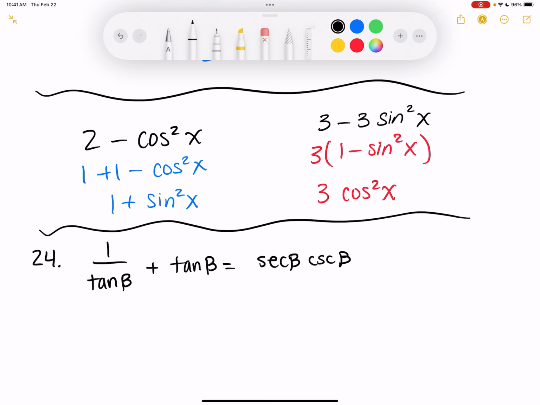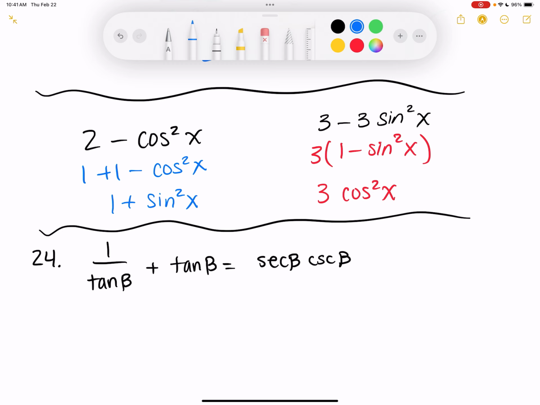Any ideas? Maybe we make the 1 over tangent, I guess, cosine over sine, and then the tangent sine over cosine, and then we get common denominators? Okay, so let's try that.